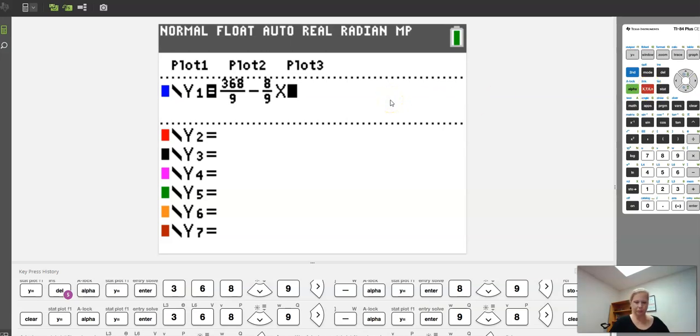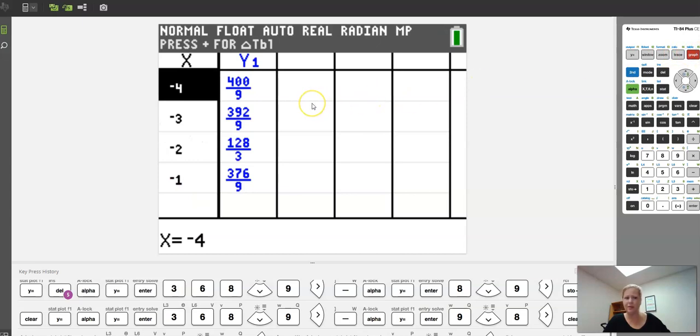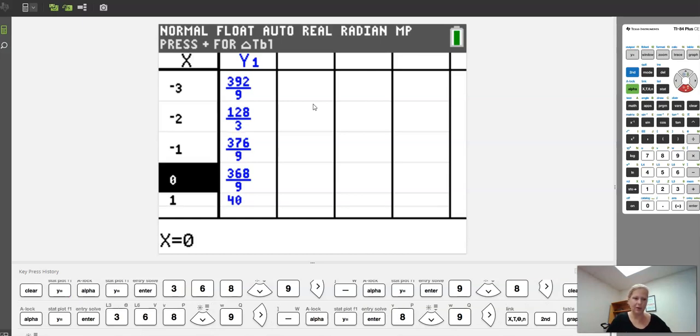So now, what I want to do is look at the table. I don't want to graph this. I want to look at the table. And if I hit second graph, in little bitty words up here, it says table. So I'm going to hit second graph, and it's going to give me a nice table. Now, I'm not worried about what the negative numbers are, but I'm going to look at the first thing on my table. It says 0, 368 over 9. You don't want to put that. You want to find the values that are whole numbers, and we're going to jot those down.